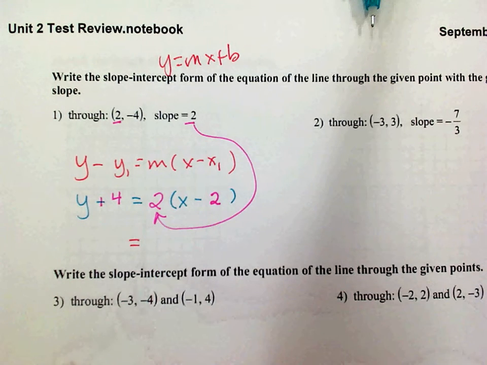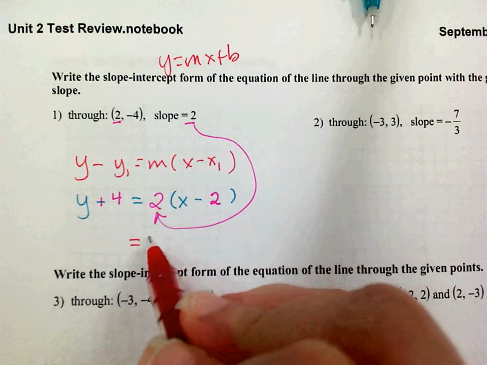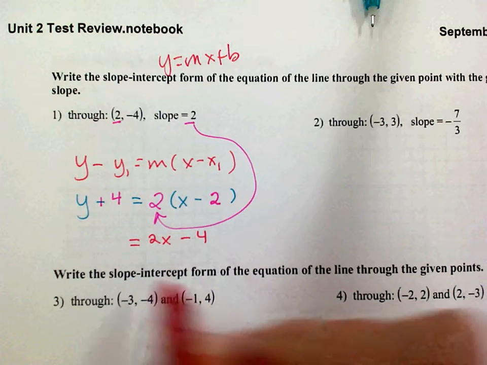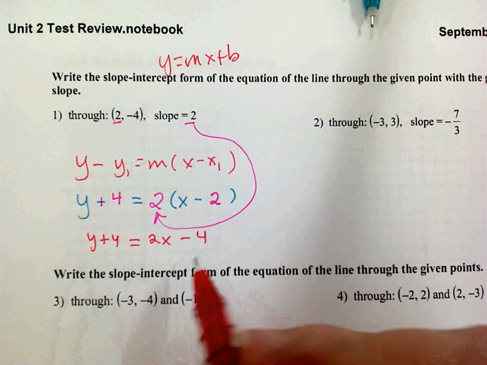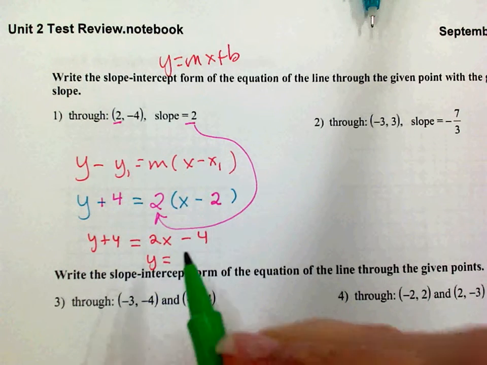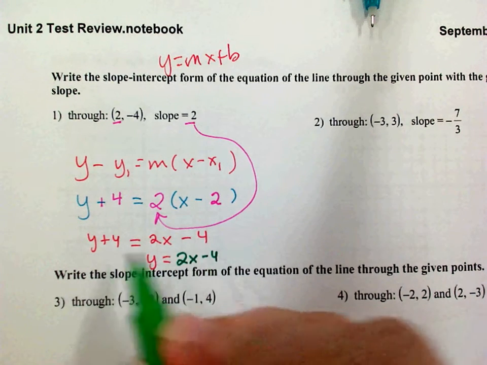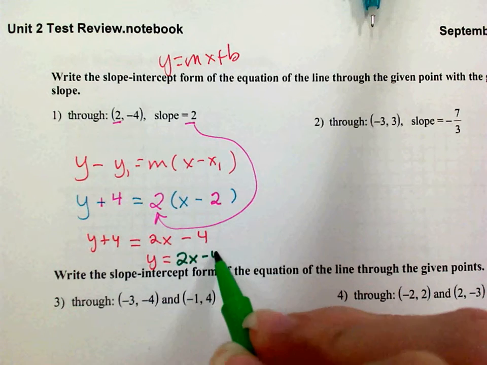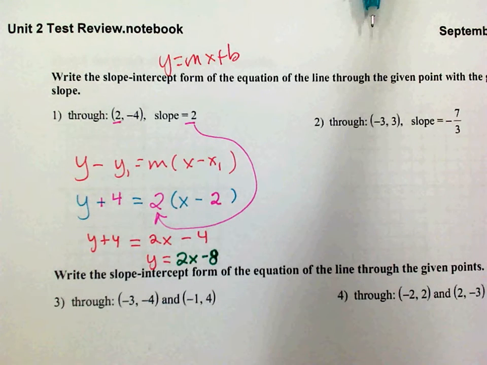Solve for y, what would you do? So what does y equal? 2x minus 4, I'm going to subtract another 4, minus minusing 8. Okay, and there we go. Okay, so what about this one?